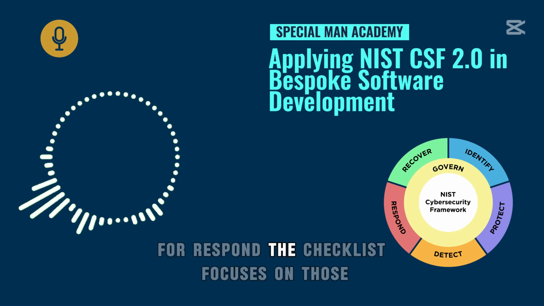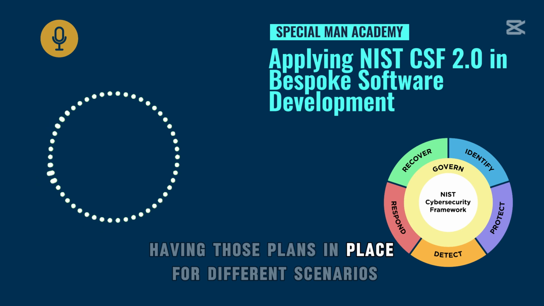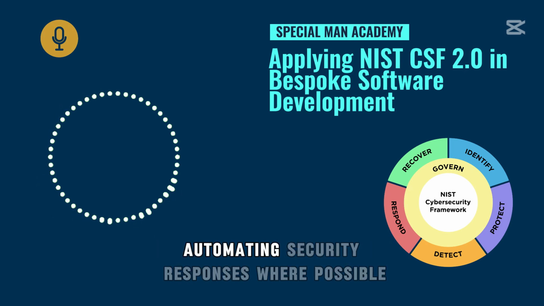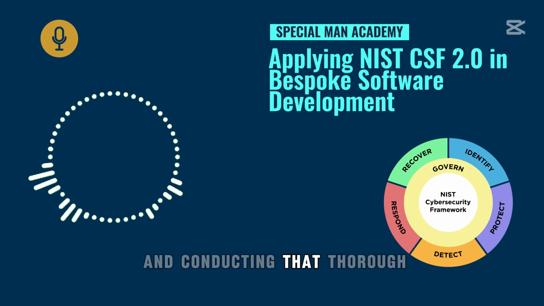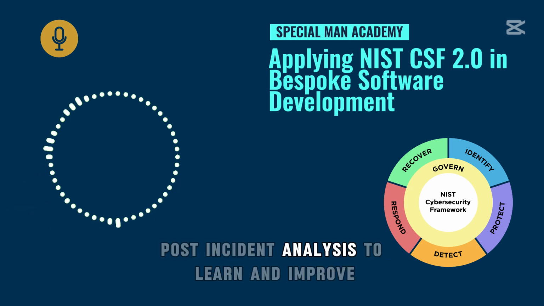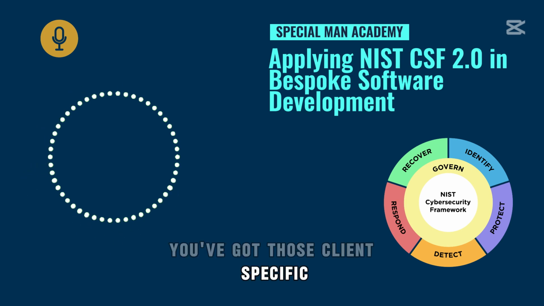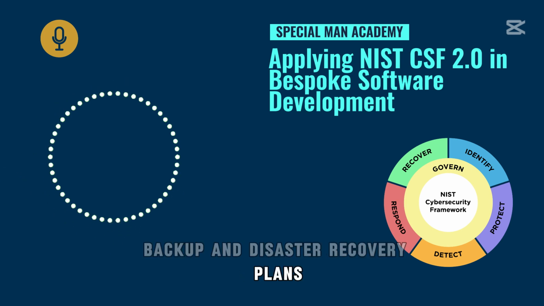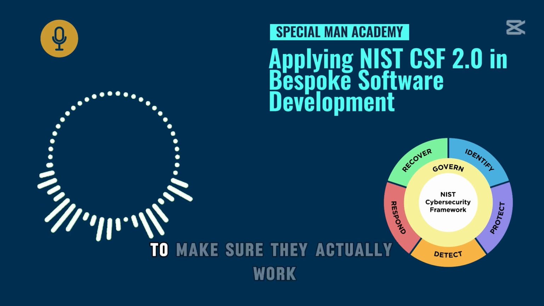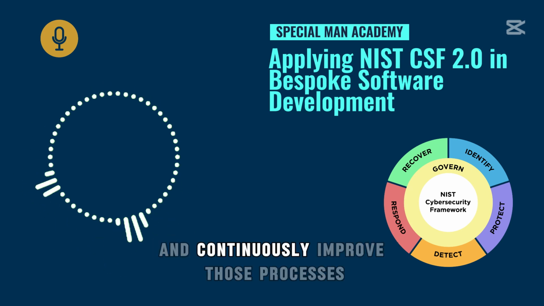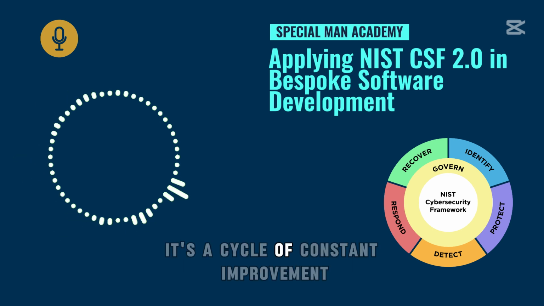For Respond, the checklist focuses on those incident response playbooks, having those plans in place for different scenarios. Automating security responses where possible to contain threats quickly. And conducting that thorough post-incident analysis to learn and improve. And finally, for Recover, you've got those client-specific backup and disaster recovery plans. Make sure those are in place and tested. Regularly test your recovery strategies to make sure they actually work, and continuously improve those processes based on what you learn. It's a cycle of constant improvement.